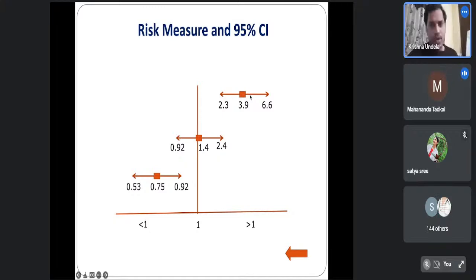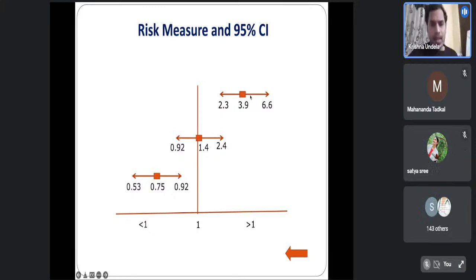Sir, I didn't understand how that 0.25 came. Yeah. So what I'm saying, initially I mentioned this one line. The 1 is there here, right? This line of 1 is the null. As I mentioned, if something falls on 1, that means there is no association. From this 1, this side is less risk, and from this 1, this side is more risk. If something is more than 1, it is more risk. If something is less than 1, it is less risk. That means everything is starting from 1. That's what I'm saying.